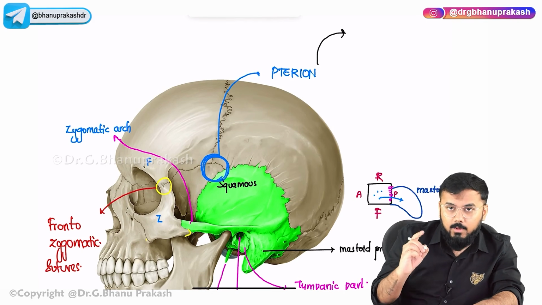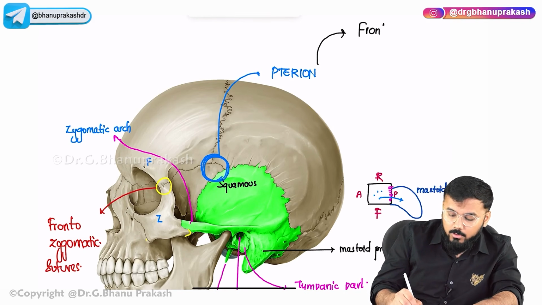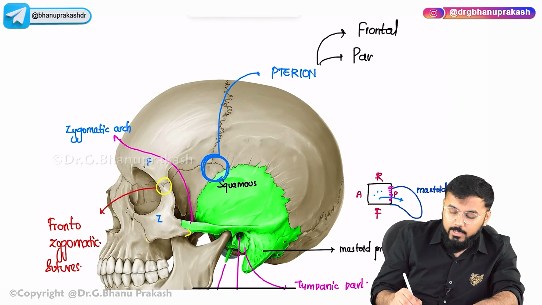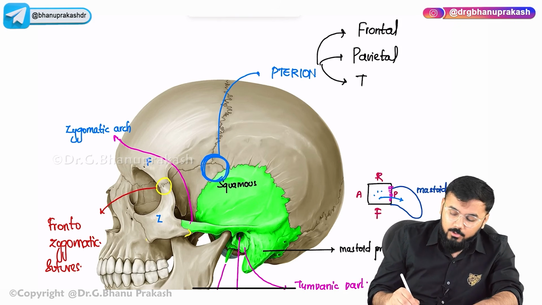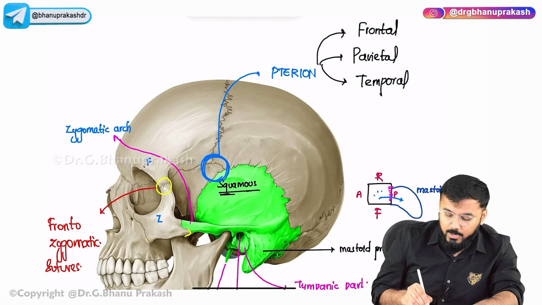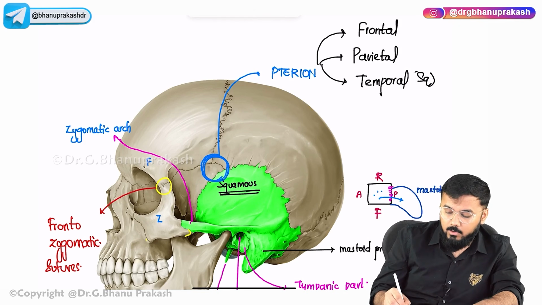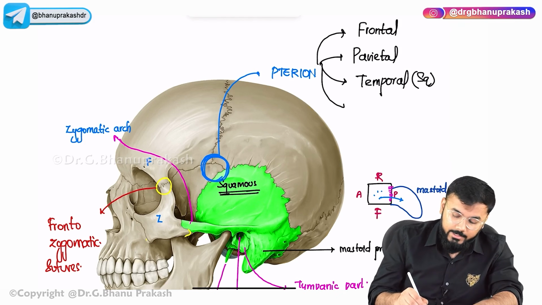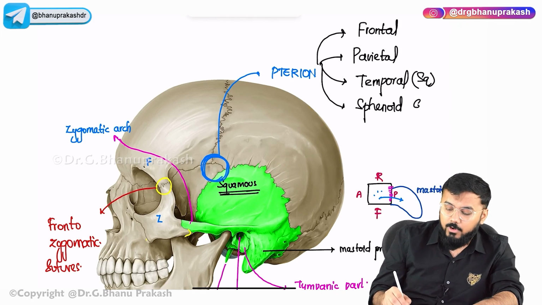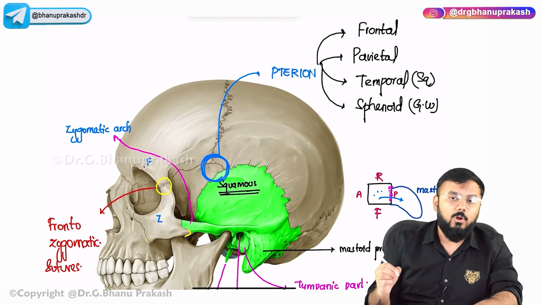See, one bone you call the frontal bone. Frontal bone is taking part in the pterion. Next you have a bone called the parietal bone. Frontal bone, parietal bone, and after that you have another bone, the temporal bone. When I say temporal, which part of the temporal bone? The squamous part of your temporal bone. Next you have the sphenoid bone. In sphenoid also, which part? The greater wing of your sphenoid bone.